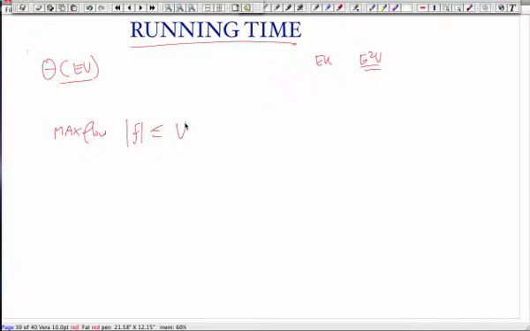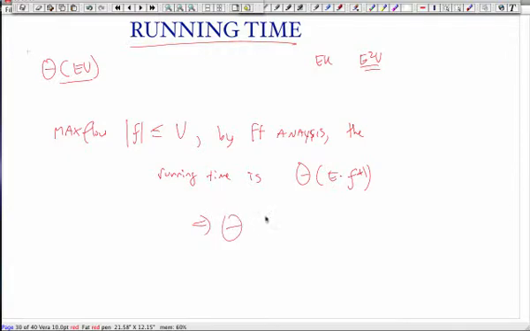And so by the Ford-Fulkerson analysis, the running time is order E times F star, and in this case it's going to be order E times V. So in special graphs that you analyze, if you can upper bound the max flow by some reasonable constant, you can possibly get a running time that's better than our other analysis. In other words, different regimes call for different analysis.